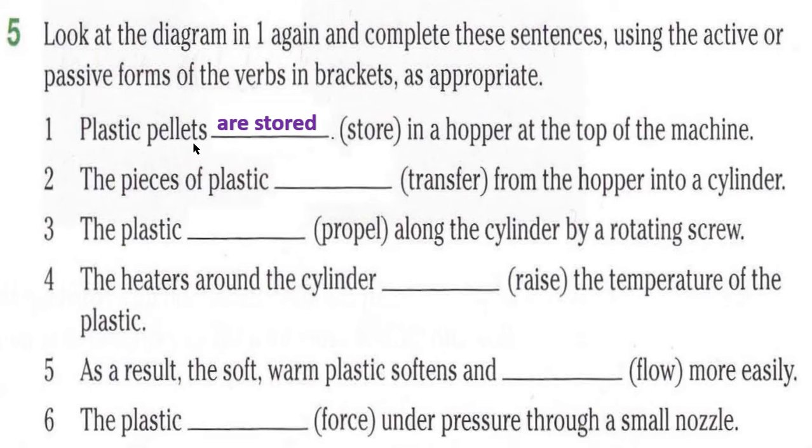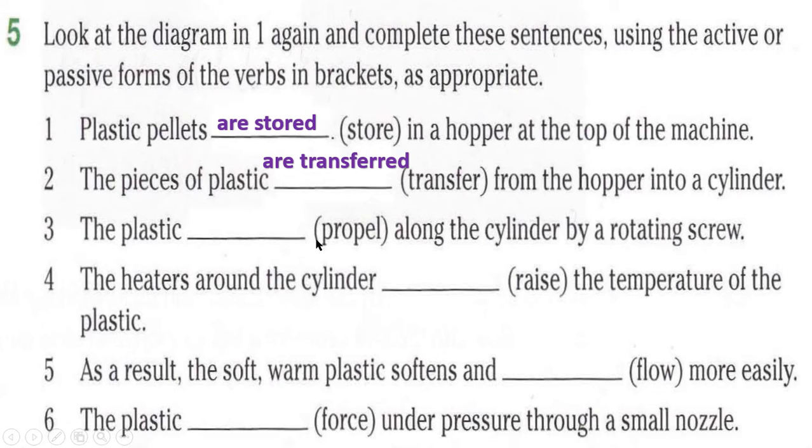machine. Number 2, the pieces of plastic transfer from the hopper into a cylinder. Let's do the same as we did in the first sentence. Look at the subject, the pieces of plastic. And let's have a look at the verb, transfer. Can the pieces of plastic transfer themselves? No. So we will use the passive, are transferred.